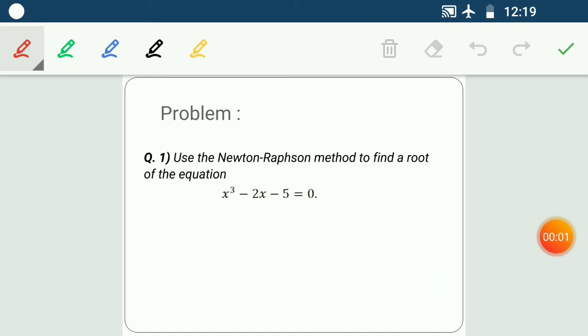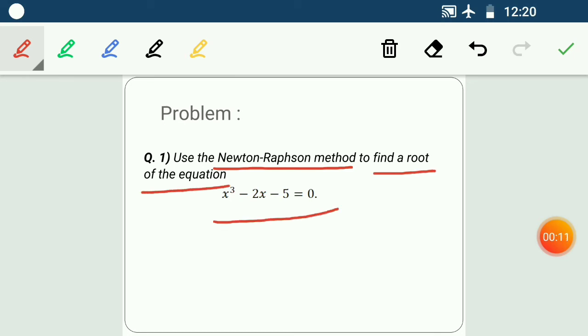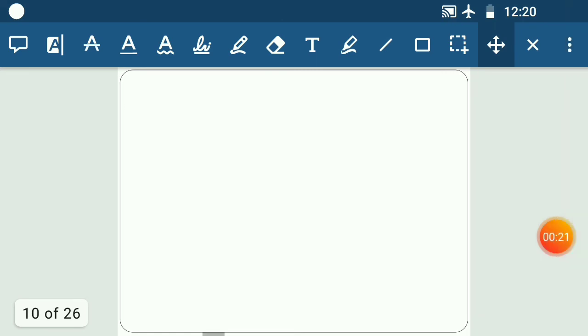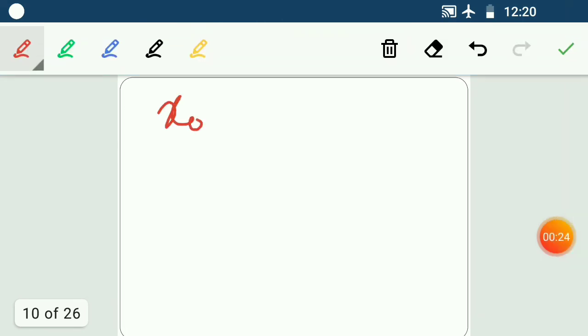Let's have a look at the first problem related to the Newton-Raphson method. The question says, find a root of the equation x cube minus 2x minus 5 equals 0. So what is my first step in the procedure? I have to find the value of x naught. What is x naught? That is the first approximated root which is near to the root. So I have to find the value of x naught at the first step. How will we do it? By the help of random check.